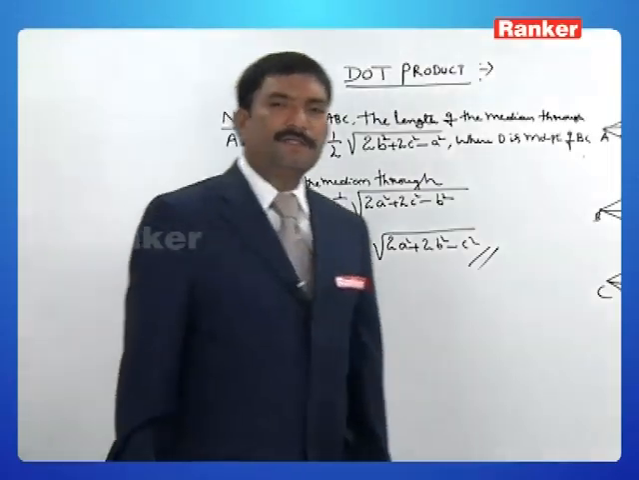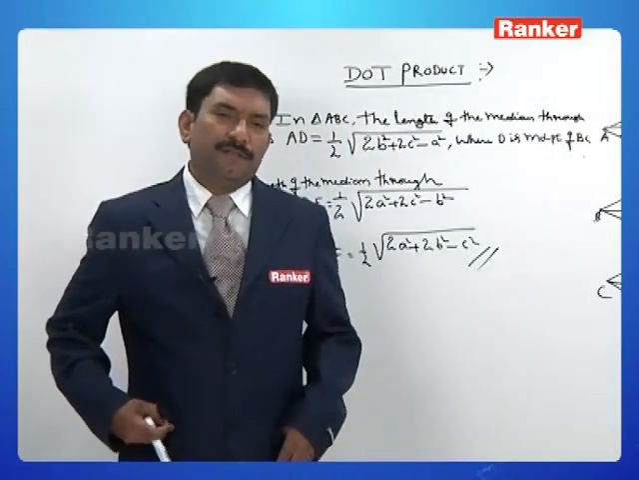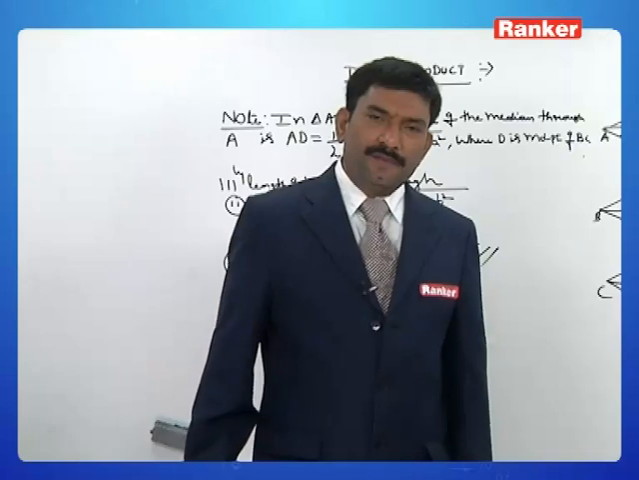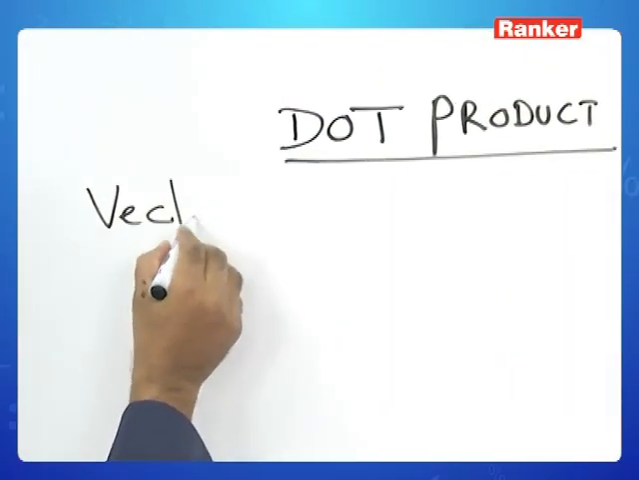These are the lengths of the medians through A, through B, through C. Followed? Now, vector equation of a plane.